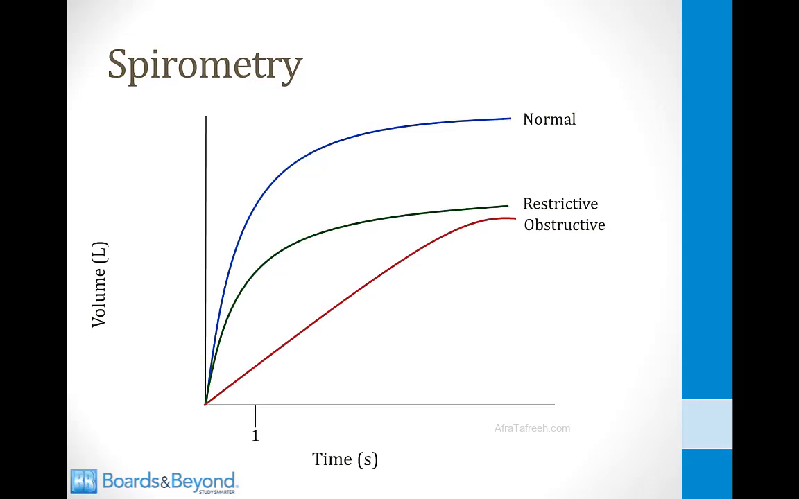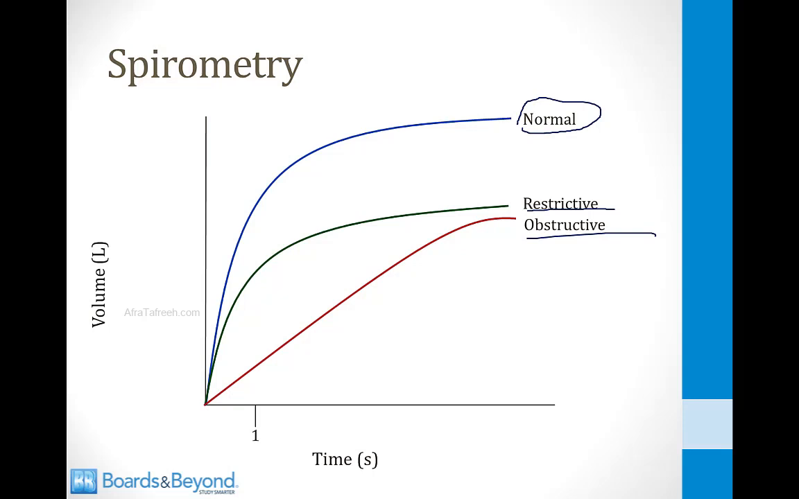So the data you get from a spirometry test is called a spirogram, and there are 3 spirograms on this picture here, one from a normal patient in blue at the top, one from a patient with restrictive disease in green, and one from a patient with obstructive disease in red. And you can see that they all look different, and you need to know how to recognize the different shapes. So let me give you some hints to help you with that.